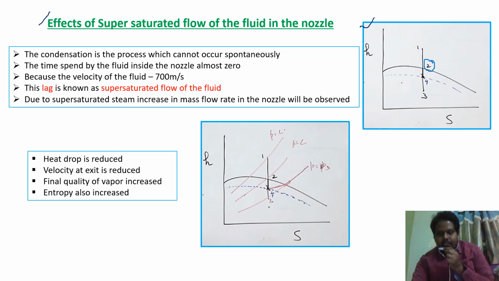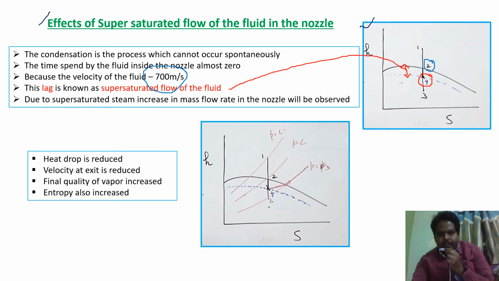But in the nozzle the velocity of the fluid is very high. It would be around 700 meters per second. Since the velocity is very high, there is no time for the fluid to condense inside the nozzle. So instead of condensing at point 2, it will start condensing at point 4. Okay, this lag is known as supersaturated flow of the fluid.